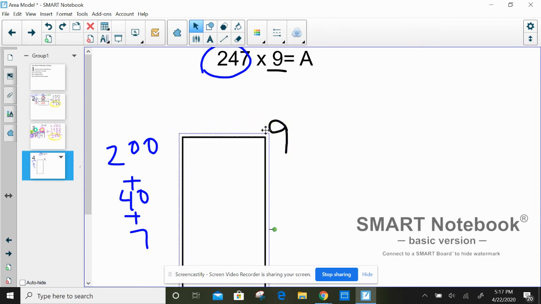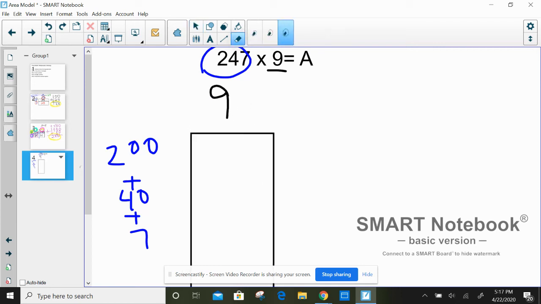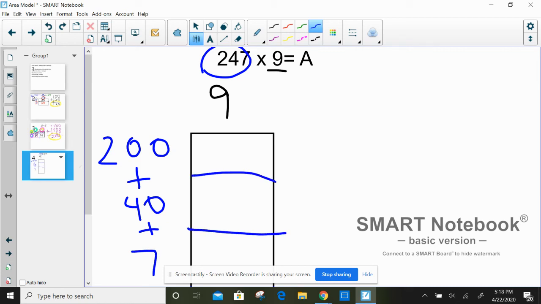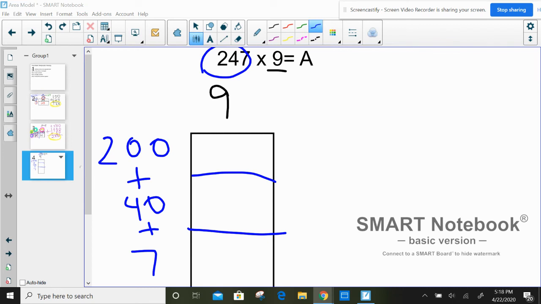Okay? All right. 200 plus 40 plus 7. Everywhere you see a plus sign, you should draw a line, okay? All right, so now we're going to multiply 200 by 9. And we know that 2 times 9 is 18. So that means 200 times 9 is 1,800.